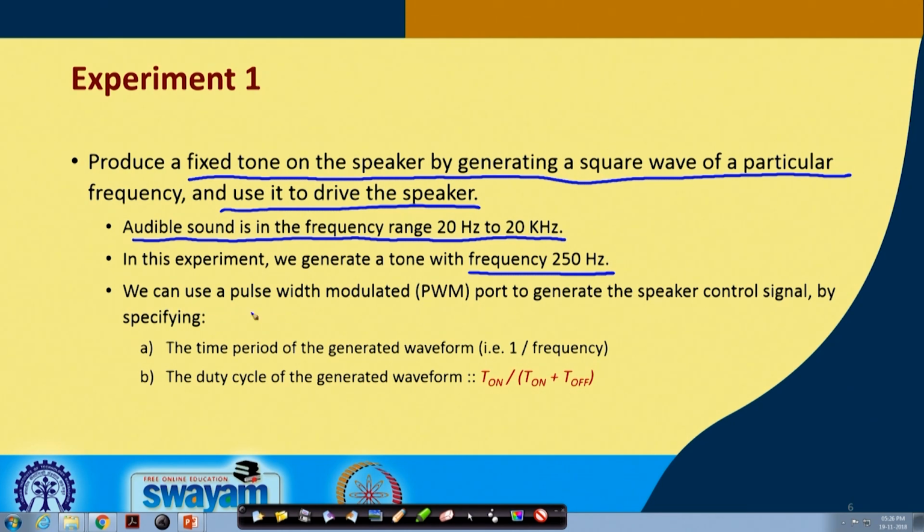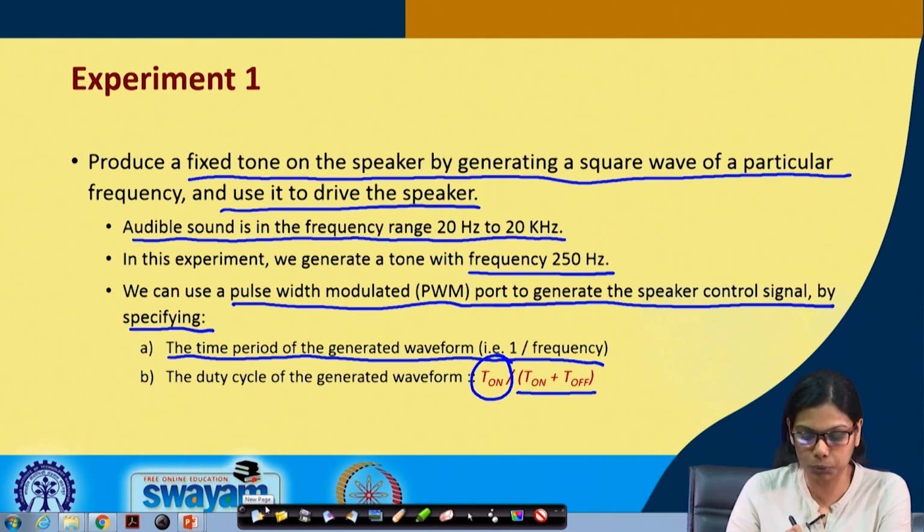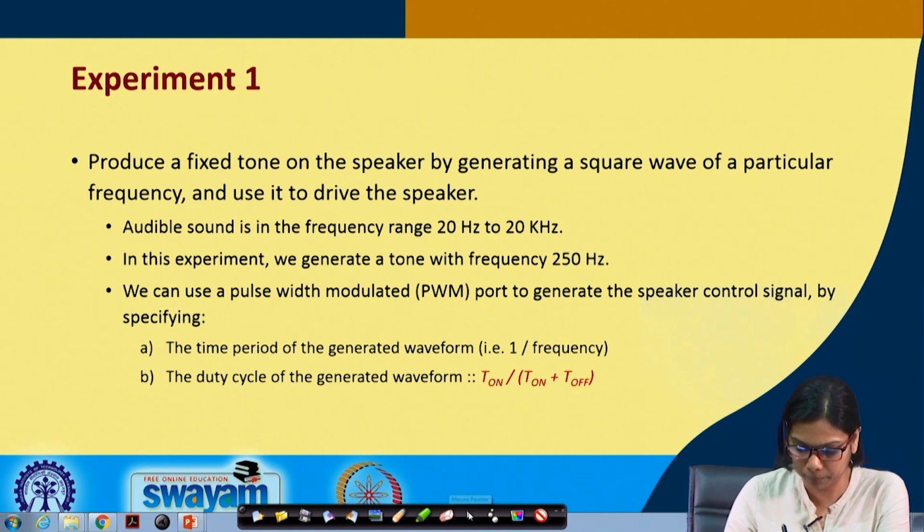We can use the pulse width modulated port to generate the speaker control signal, by specifying the following. We need to specify the time period of the generated waveform, which is nothing but 1 by frequency, and the duty cycle of the generated waveform, that is the time period for which it is on divided by the entire time period, that is on plus off. These are the few things we need to remember.